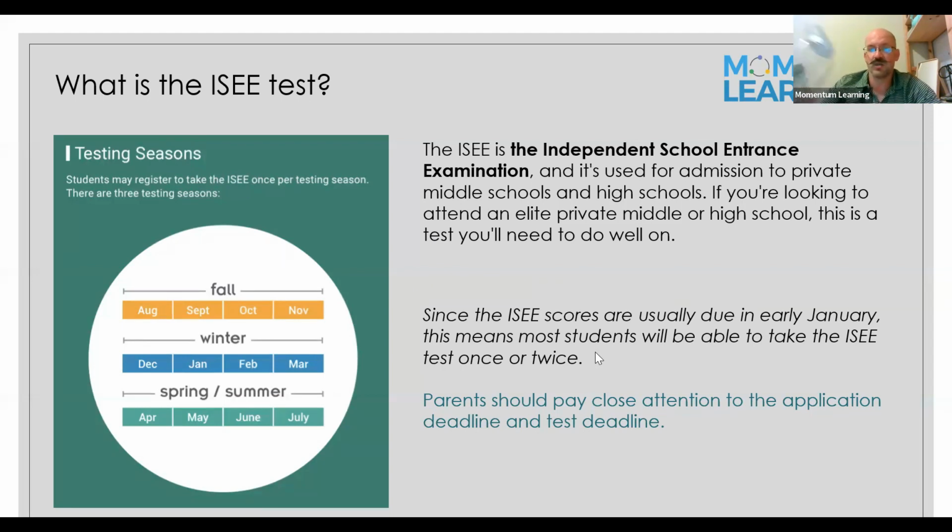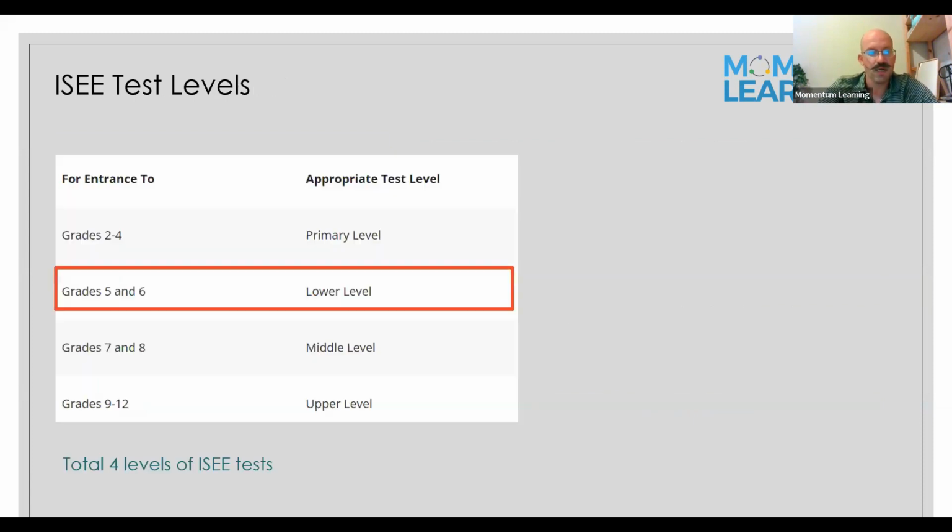Pay close attention to when to take the test and when scores are due on the application. Now, again, this is for the people going into 4th or 5th. This is the elementary ISEE test. Alrighty, the lower level. Oh, sorry, 5th and 6th. I thought it was 4th. So it's students that were in 4th going into 5th and then 6th. So this is the one that we will be focusing on with this particular class.